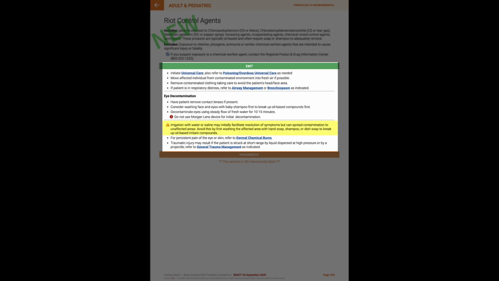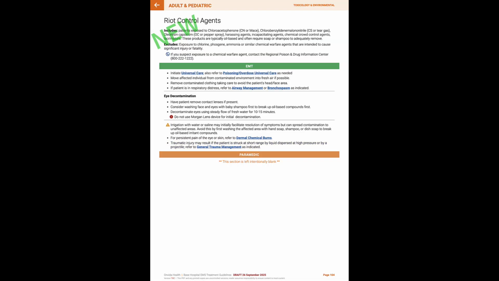For the body as well as the face, the guideline recommends first washing exposed skin with hand soap, shampoo, or dish soap, again to break down the oil-based irritants before rinsing. That way, when you flush with water, you don't spread the oil to other body areas. Finally, keep in mind that trauma may also be present, especially if the patient was struck at short range by a pressurized liquid stream or projectile during crowd control measures. If so, you can follow the general trauma management as indicated. This guideline helps ensure that even in challenging, high-tempo public safety situations, EMS has a consistent and safe approach to treating patients exposed to riot control agents.